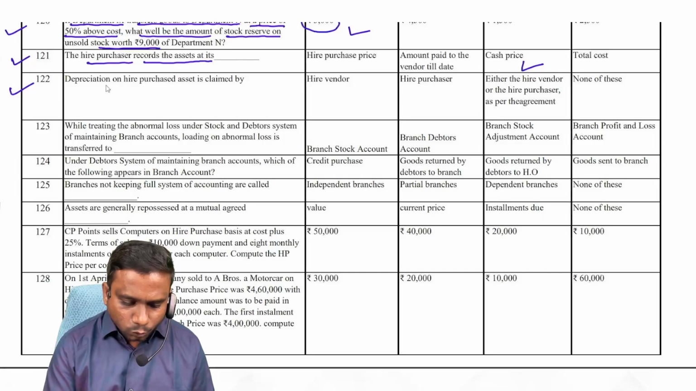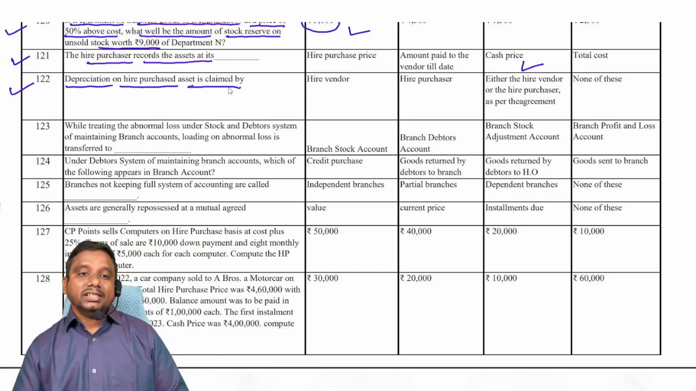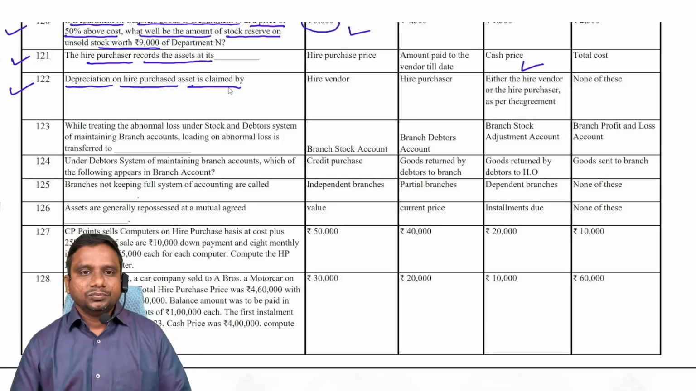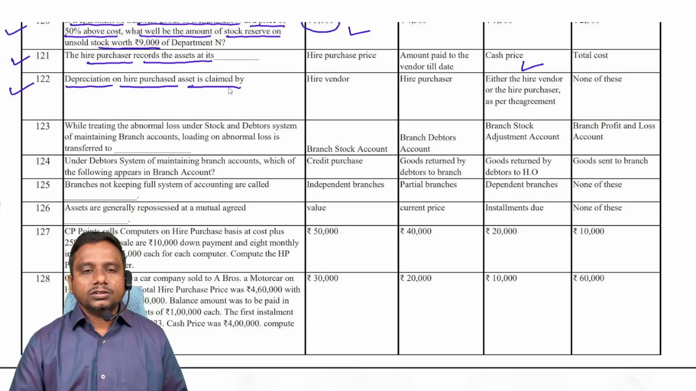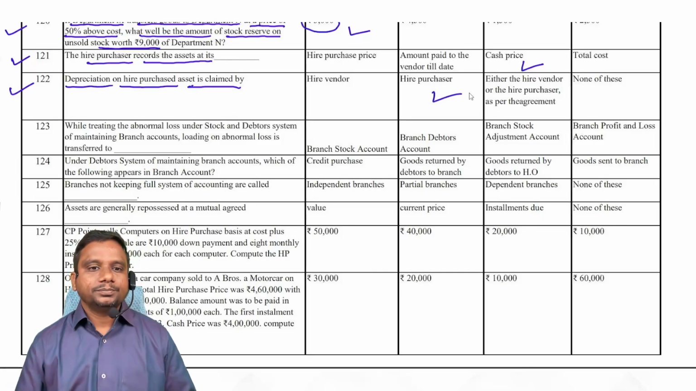Next one. 122. Depreciation on hire purchase asset is claimed by hire purchaser because he has the position to use the goods. So hire purchaser will use it.